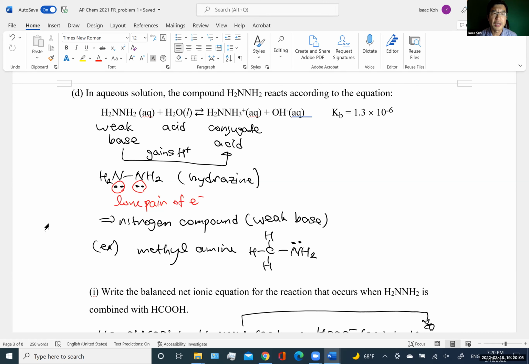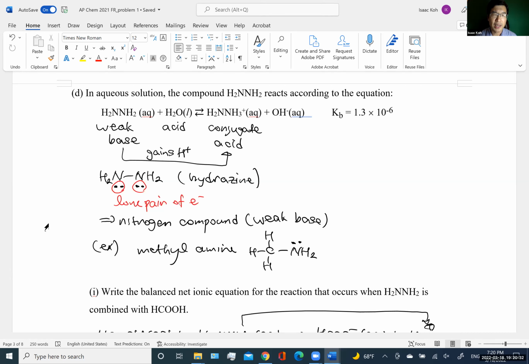And so water here is functioning as acid because the solute is a weak base. Now water can function as either an acid or a base, in this case functioning as acid, producing the conjugate acid and hydroxide ion. Kb, the dissociation constant, the equilibrium constant of this weak base, is 1.3 times 10 to the negative 6.